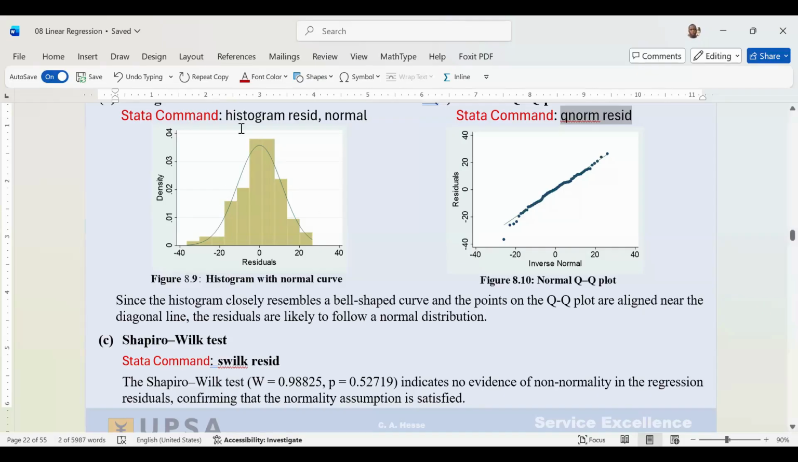So the histogram, does it look like a normal distribution? Yes, it's a bell shape. Please, are you with me? Yes. Great. So the histogram looks like a bell shape.